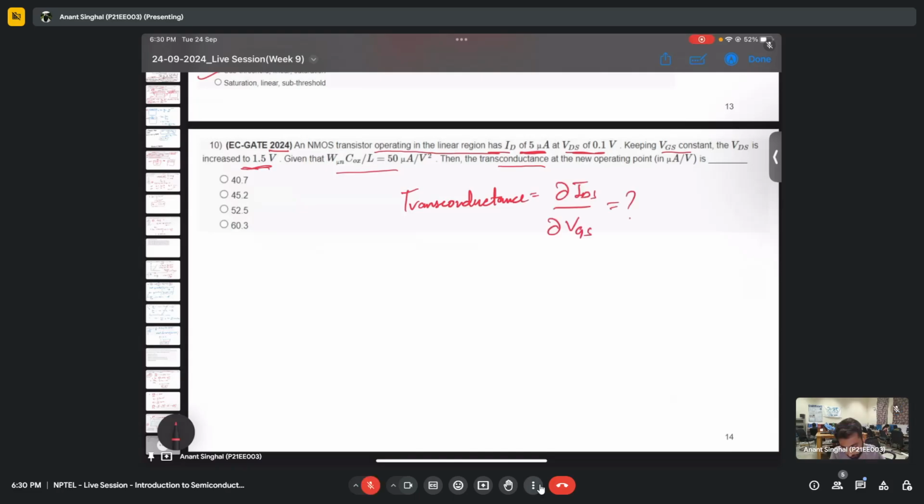So first of all, it is saying that it is in the linear region. First part, it is in linear. It is saying that ID is 5 micro.